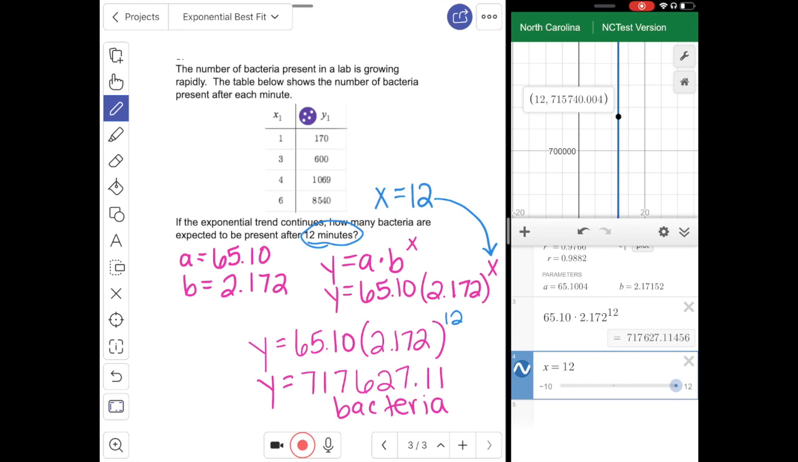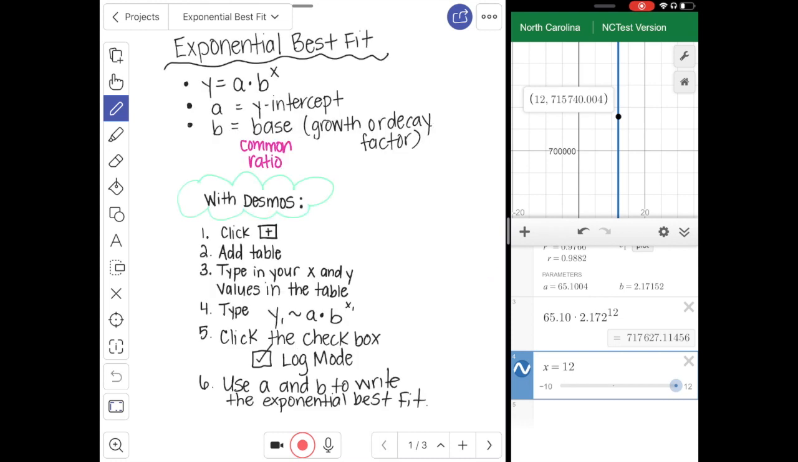All right, so just a reminder, a couple of things. Make sure you click the plus sign, put in your table. You're going to type in your x and y values. You're going to do y1, the similar squiggle, a times b raised to x1. Do not forget to click log mode. And then once you create that equation, you can make predictions from there.